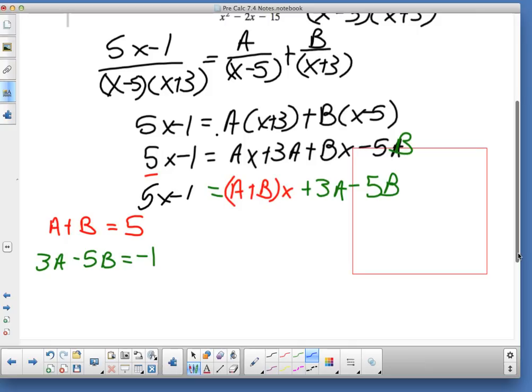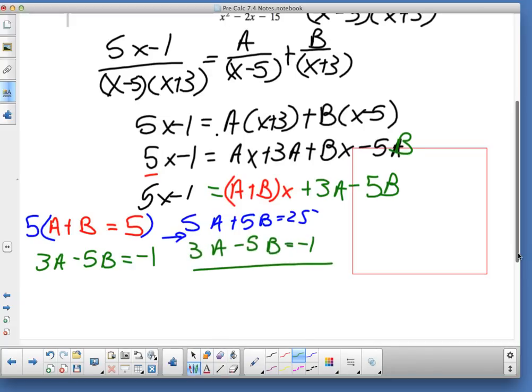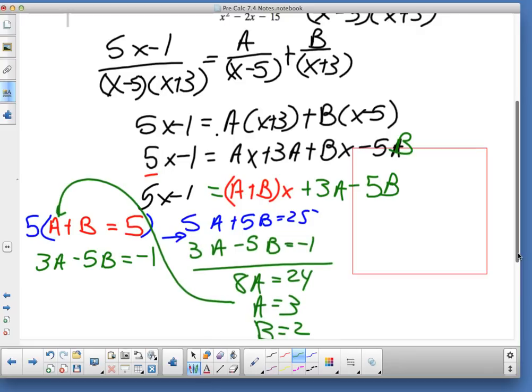Or I could just do systems of equations and multiply the top equation by 5 to get rid of the B values. So I got 5A plus 5B equal 25. And I've got 3A minus 5B equal negative 1, which is not going to change. Now I'm going to combine like terms, and I've got 8A is equal to 24, so A is 3. Now I take my value for A, pop it back in, I find out that B is 2.